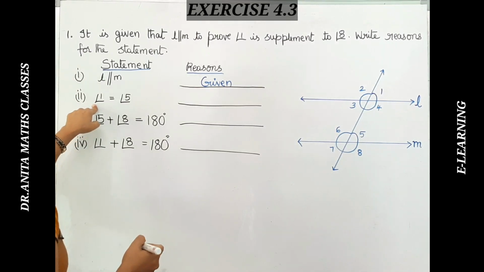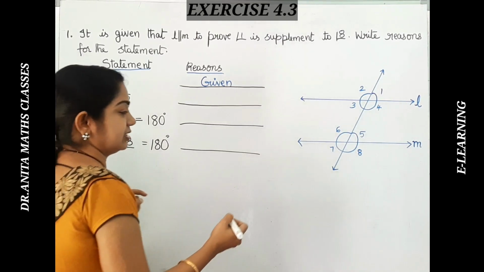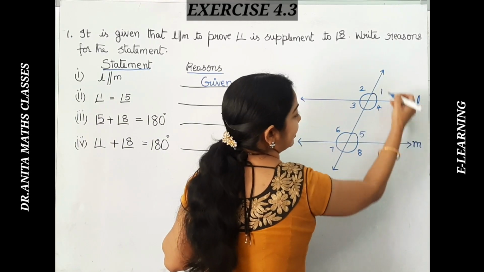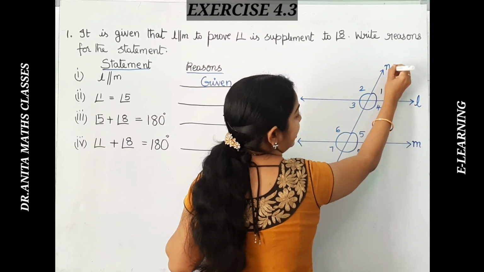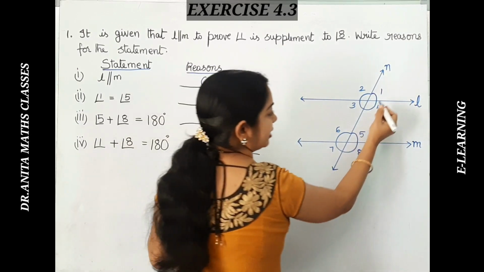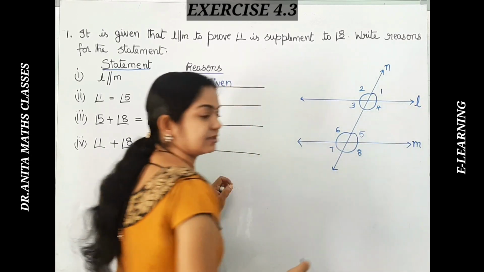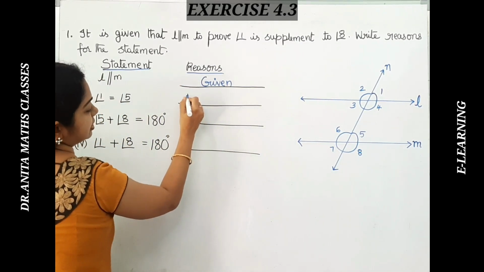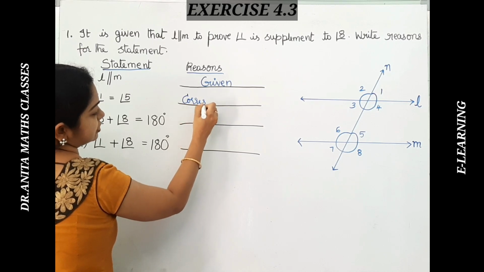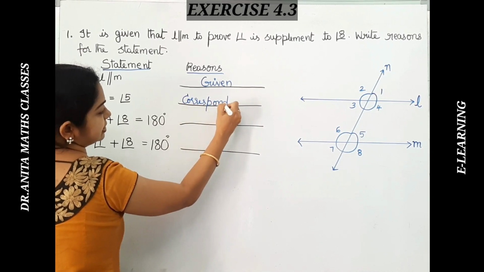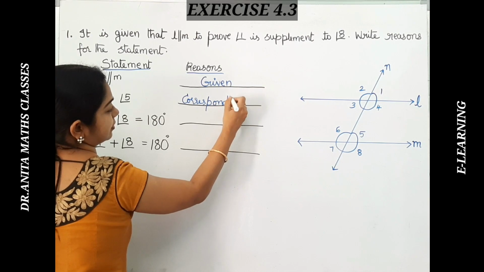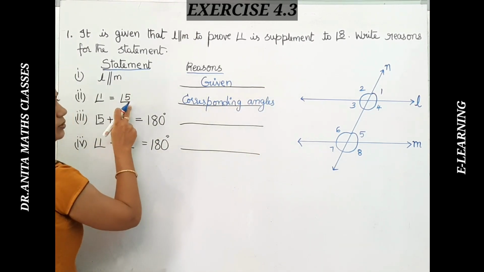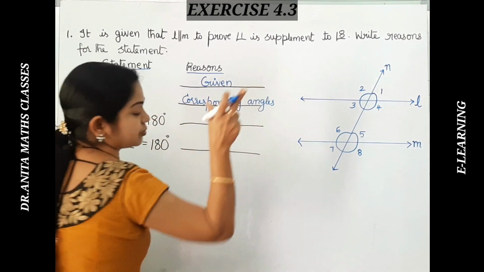And angle 1 equal to angle 5. See the diagram, angle 1 and angle 5. When two lines are parallel, and if I suppose this N as a transversal, then angle 1 and angle 5 are the corresponding angles. When two lines are parallel, the corresponding angles are equal. So that is the reason: corresponding angles equal.